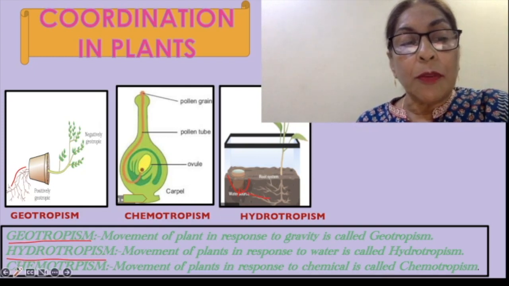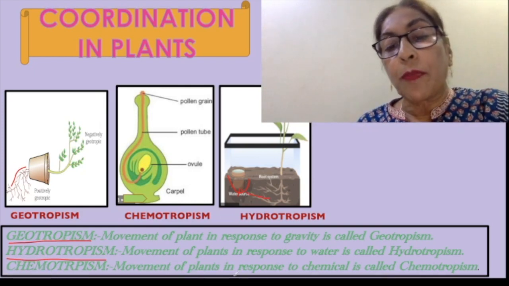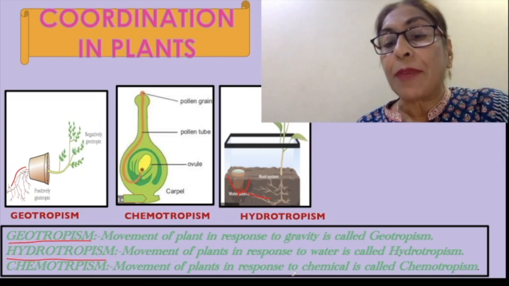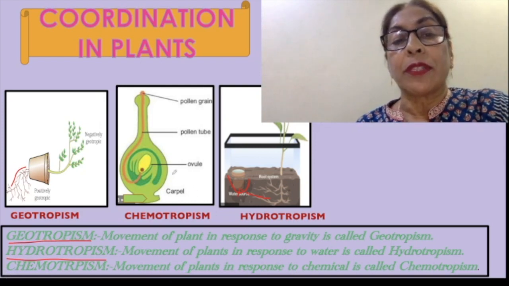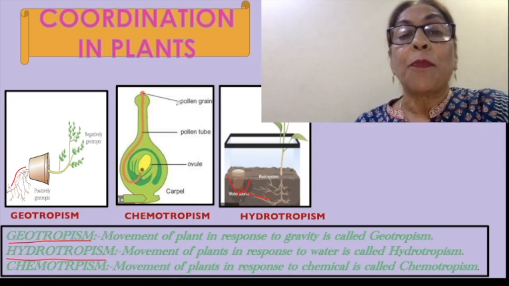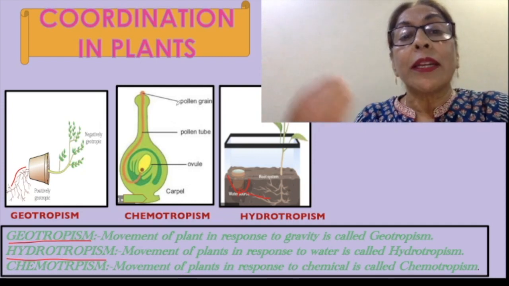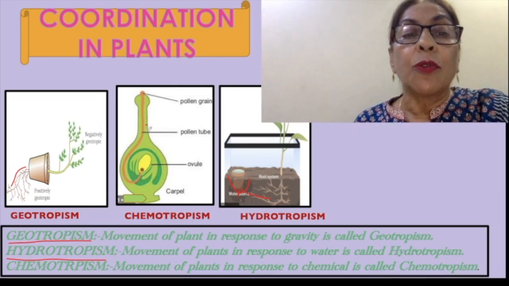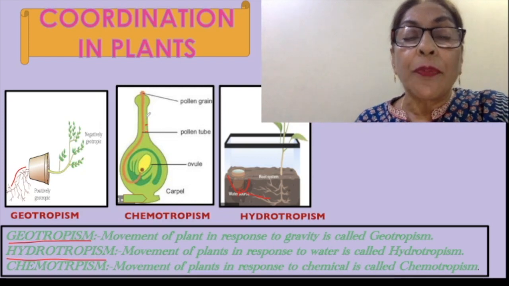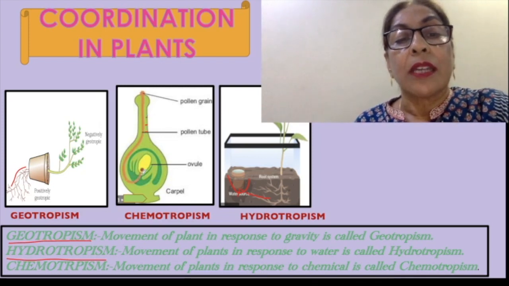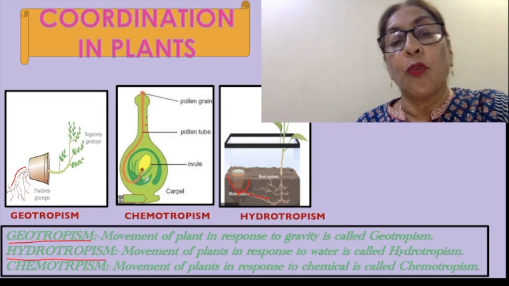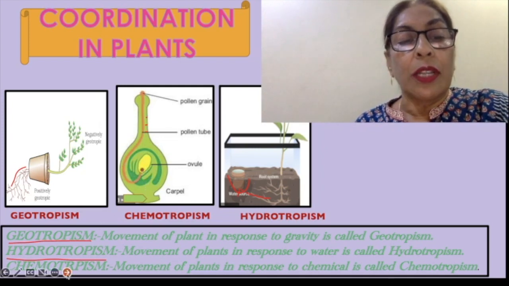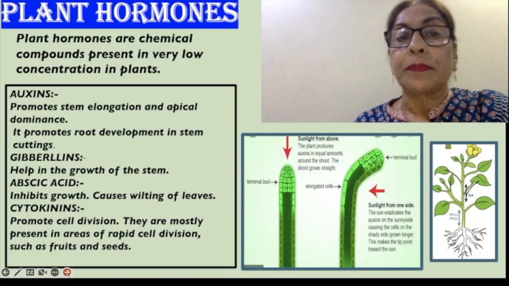Chemotropism. Movement of a plant in response to a chemical is called chemotropism. Here you can see a pollen grain. The pollen grain gives rise to a pollen tube and now the pollen tube is moving downward with the help of secretion of chemical from the style and it is going toward the ovule. So this is called chemotropism.